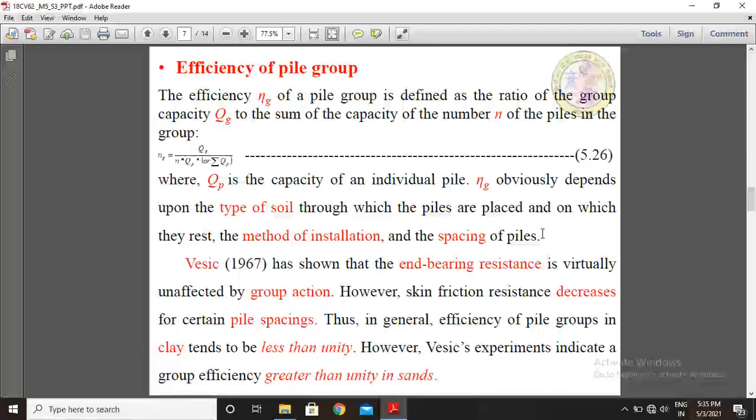Vesic has shown that the end bearing resistance is virtually unaffected by group action. However, skin friction resistance decreases for certain pile spacings. Thus, in general, efficiency of pile groups in clay tends to be less than unity. However, Vesic's experiments indicate a group efficiency greater than unity in sandy soils.